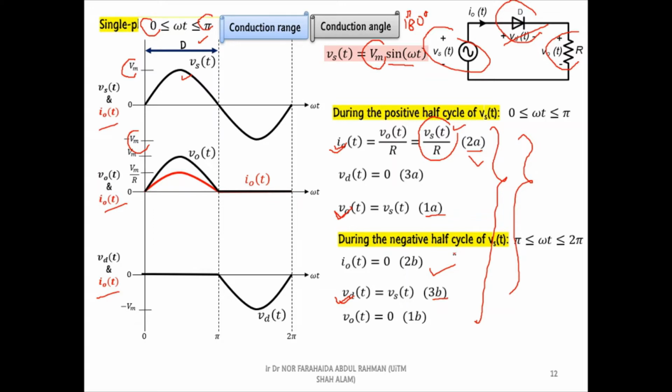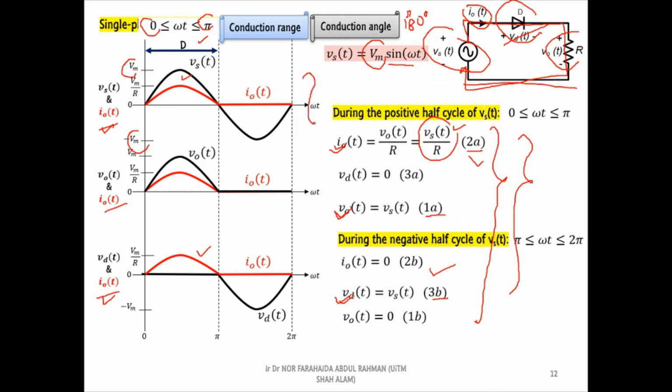To complete the current waveform of the AC source and the diode, we need to refer to the single-phase half-wave rectifier circuit. Based on the circuit, we can see that there is only one current pathway. Because of that, this output current is also the supply current and the diode current. By referring to the diode current, we can verify that diode D only conducts current for half cycle, or 180 degrees only.